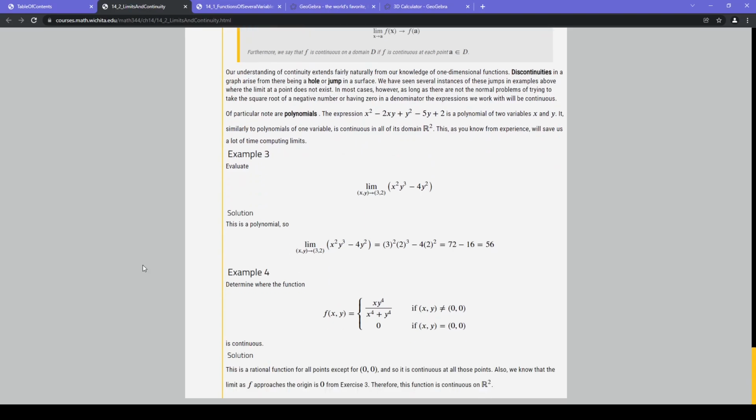We also, in situations where we know certain types of functions are continuous, get to use those evaluations to help us compute their limits. Polynomials are still continuous everywhere, even if they're polynomials of two variables.